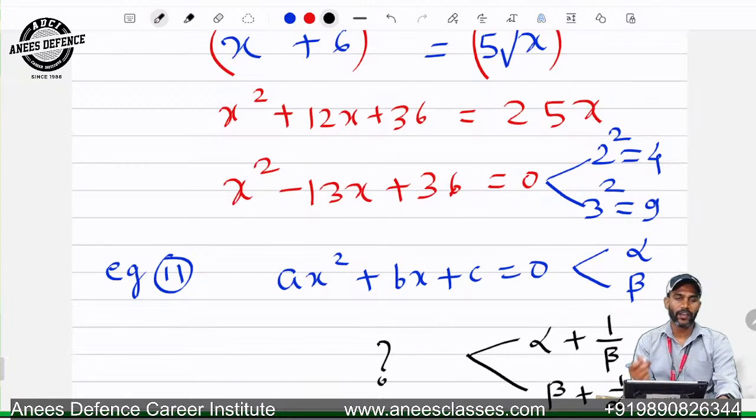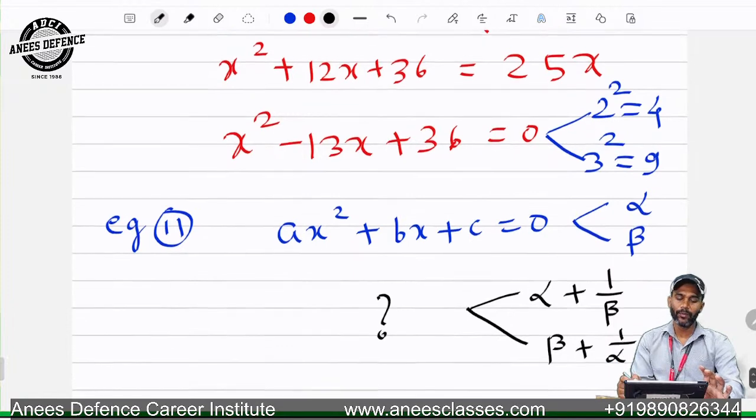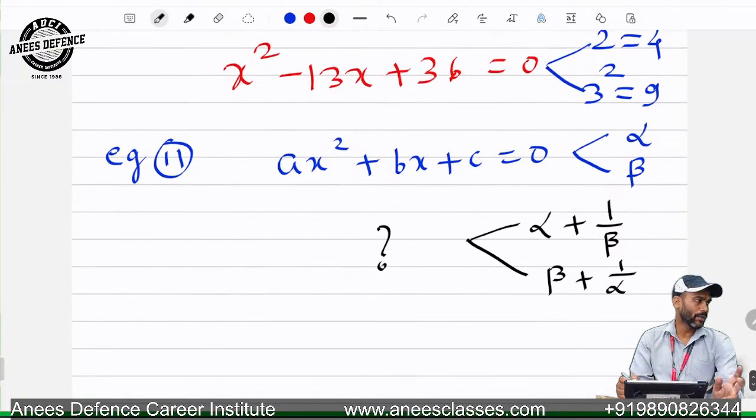I want you to derive this so that we can remember it later on. This is not an example. Basically, this is a standard question. Yes or no? Alpha plus 1 by beta and beta plus 1 by alpha. You already know the sum of the roots and the product of the roots. You know how to find the equation when the roots are given. Yes or no? So these roots are given. We have to find the sum and product, and then form an equation. Try to solve it.